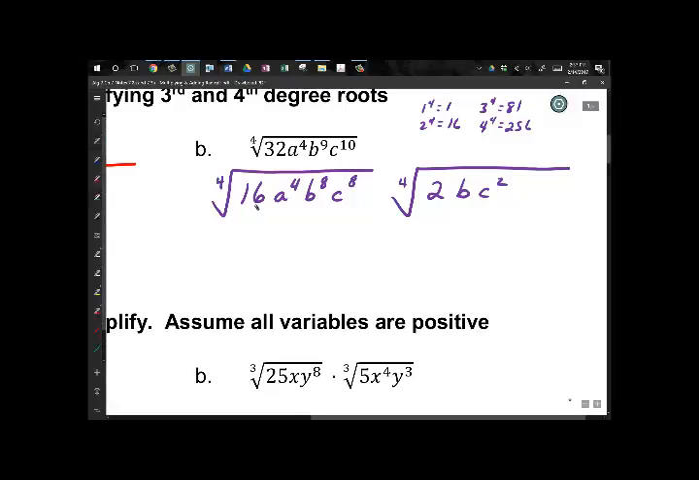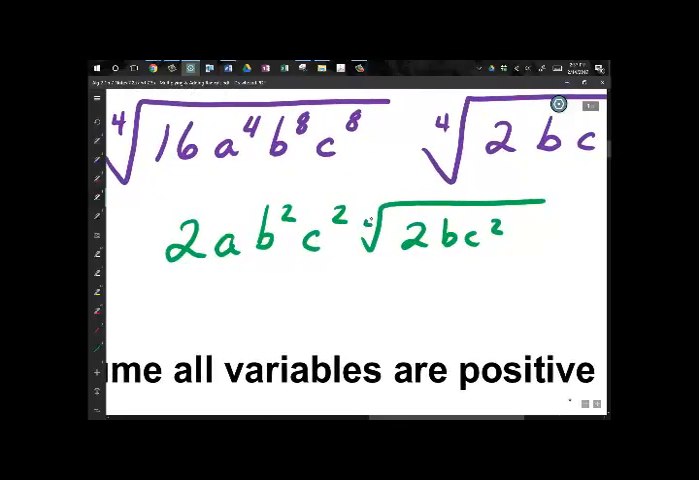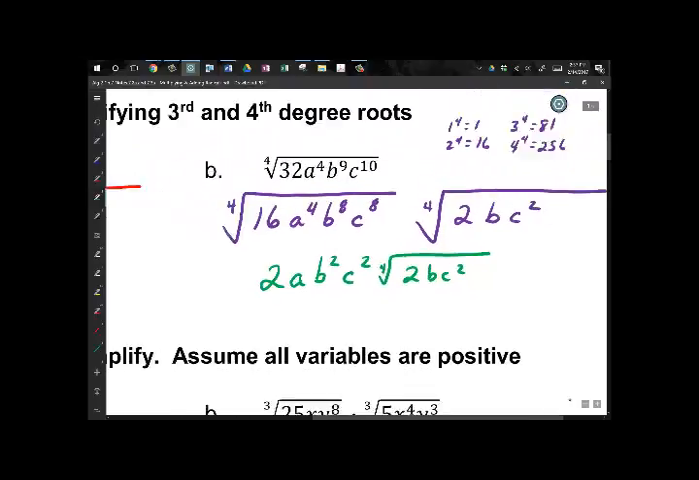Let's figure out our answer. The fourth root of 16 is 2. Divide a to the 4th by 4, and you get a. Divide b to the 8th by 4, and you get b squared. Divide c to the 8th by 4, and you get c squared, with your leftover fourth root of 2bc squared. Remembering once again, you need to put that small index of 4 inside your problem.